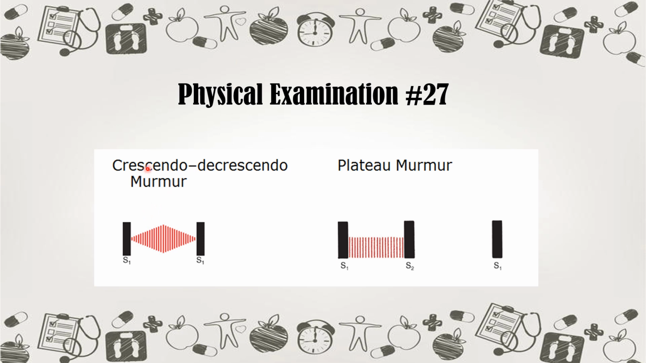Okay, so we have another finding here, the crescendo-decrescendo murmur, wherein the murmur first rises in intensity and then falls. Okay, and then the mid-systolic murmur of aortic stenosis and innocent flow murmurs is an example. So we have here the plateau murmur. It has the same intensity throughout. Okay, so an example is the pansystolic murmur of the mitral valve.